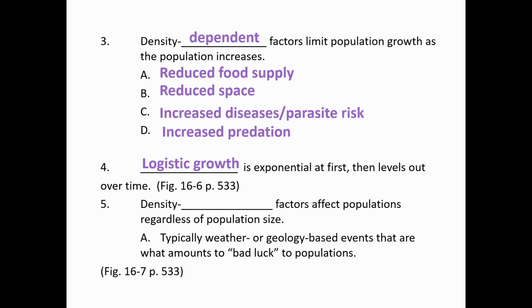Now, some factors that affect population have nothing to do with density, and so those are called density independent factors, because it doesn't matter how big the population size is. So usually you think of things that are geology based or weather based, things that are just kind of like bad luck for a population. Consider something like a hurricane coming through. When a hurricane comes through, it doesn't matter if you're in a big city or a small town, a hurricane is still a hurricane and it's still going to cause damage and affect that population.